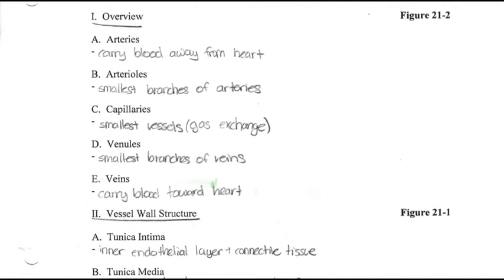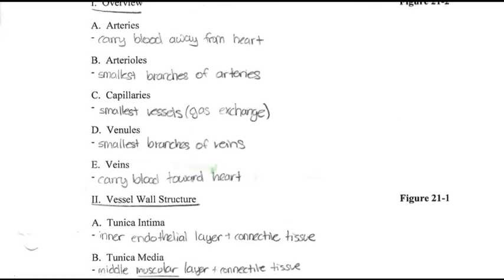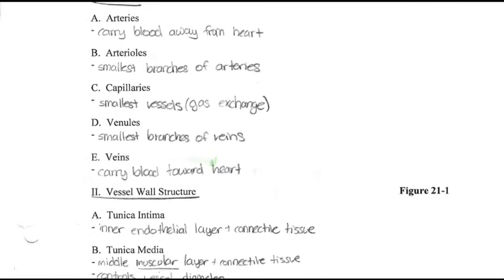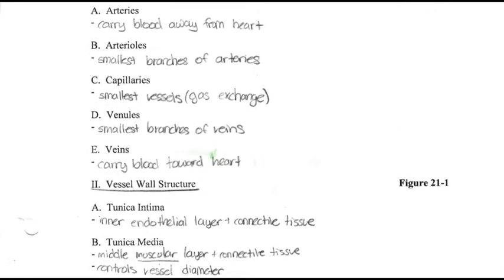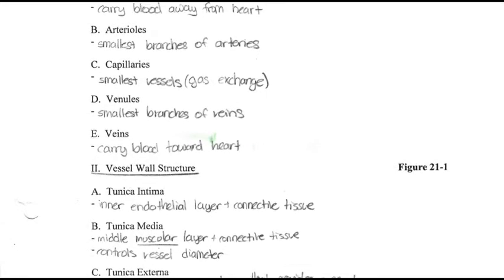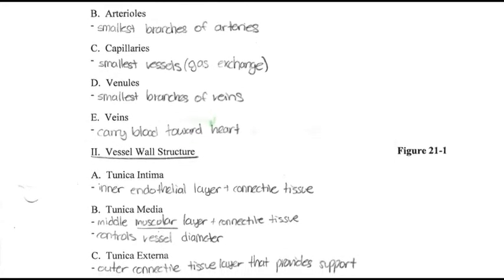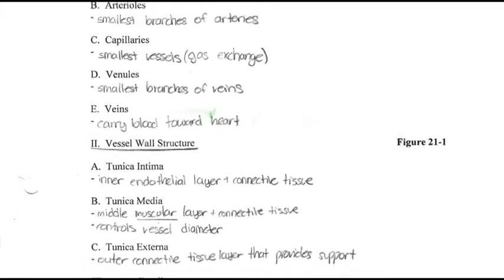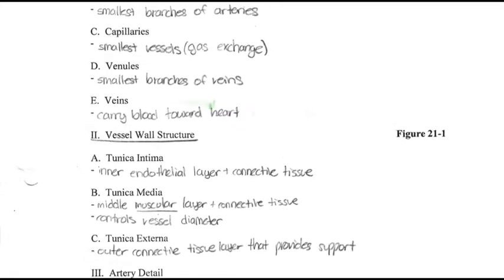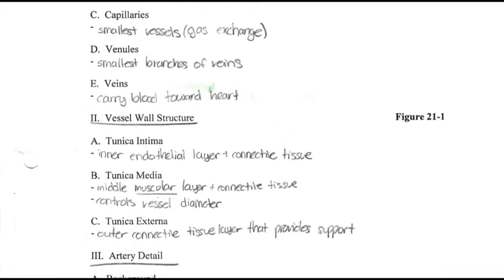Vessel wall structure. The tunica intima is the inner endothelial layer plus connective tissue. The tunica media is the middle muscular layer with connective tissue. The tunica media controls vessel diameter. The tunica externa is the outermost connective tissue layer that provides support.